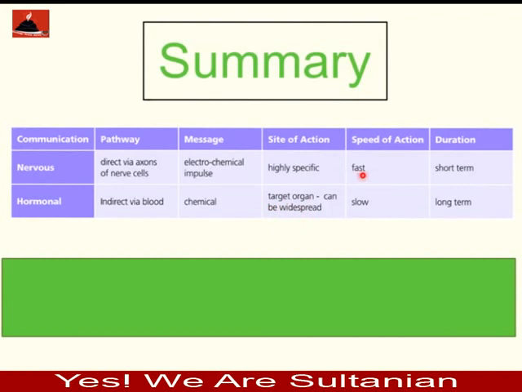Nerve messages are very fast in terms of their speed of action, whereas hormone messages are slower, and that's due to the fact that they need to travel through the blood, whereas nerve messages are electrochemical impulses that go directly to the site of action. So they're fast and hormones are slow. Nerve messages produce a response that is a short-term response. It's something that happens very quickly. And hormone messages produce a long-term response.